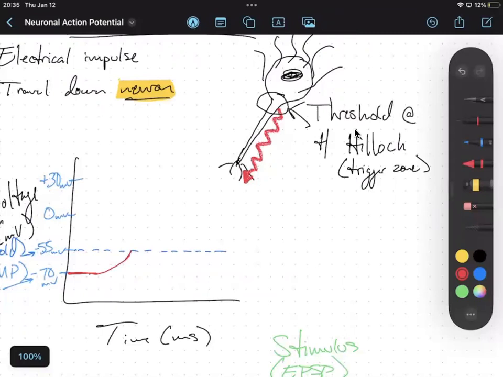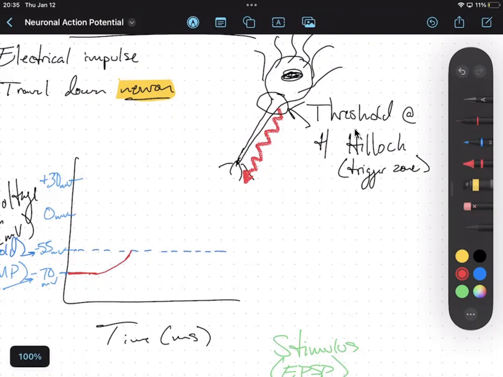When that happens, channels called voltage-gated sodium channels open. What do they open in response to? Well, they open in response to the voltage, in response to the change in voltage reaching that -55 millivolt threshold. And when that happens, sodium channels open, and sodium rushes down its concentration gradient extremely rapidly.